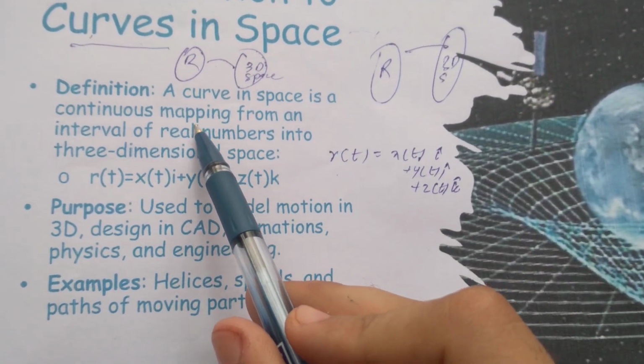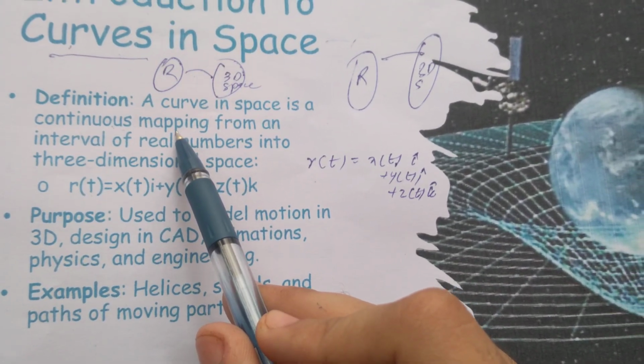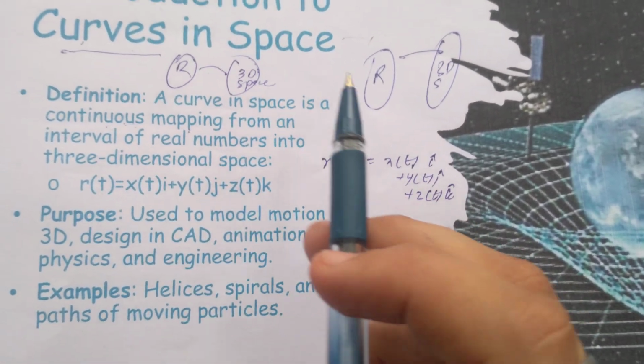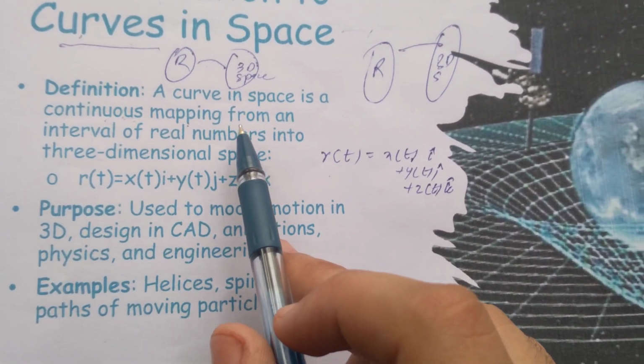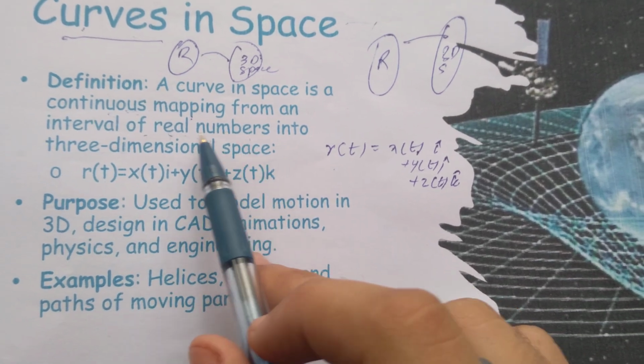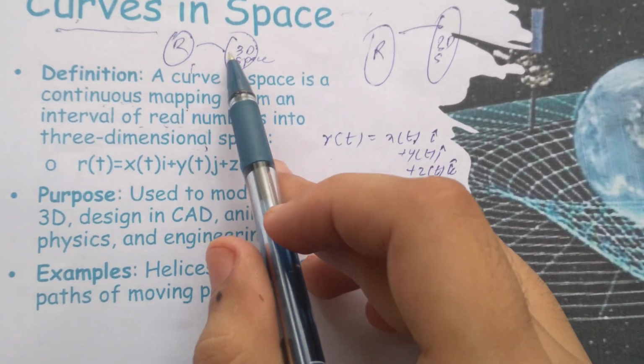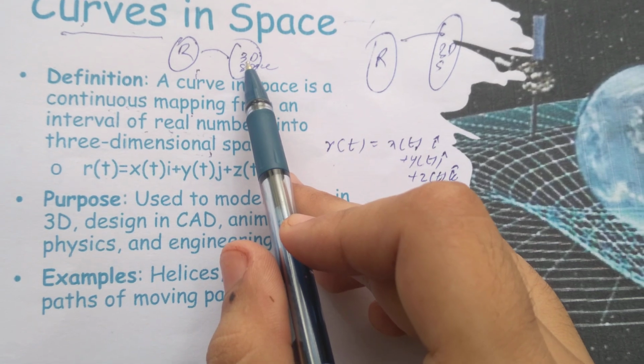So, curves in a 3D space. It means a continuous mapping. Continuous means there should be no breakage. Continuous mapping from real numbers to three-dimensional space.